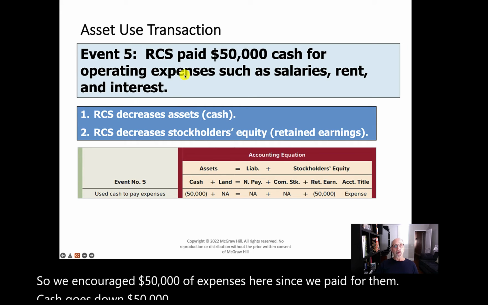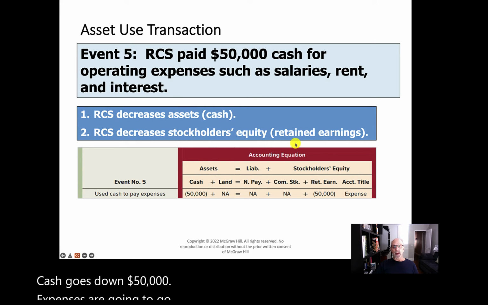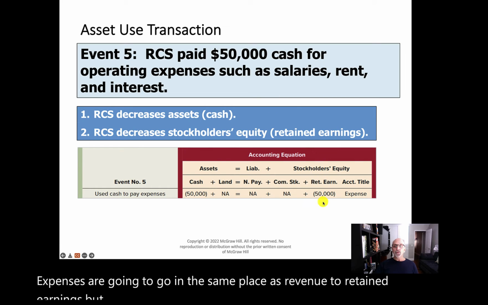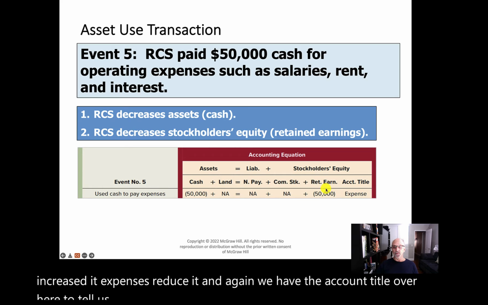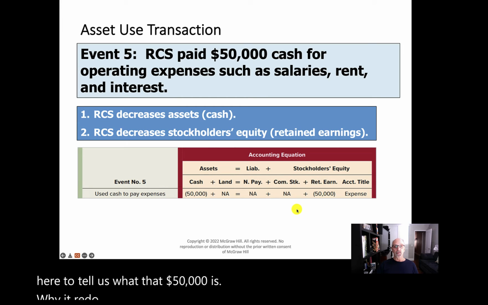Now, expenses are going to go in the same place as revenue, to retained earnings, but expenses reduce retained earnings. Remember, revenue increased it, expenses reduce it. And again, we have the account title over here to tell us what that $50,000 is, why it reduced retained earnings.